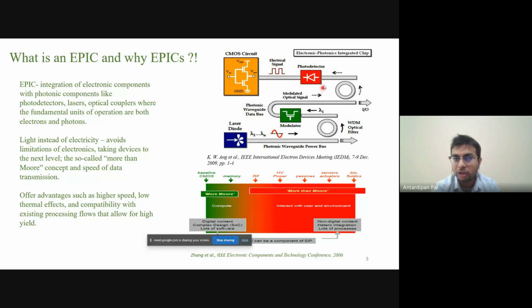Then we have a photodetector. Now what's a photodetector? Most of the computations are done via electronics, right? You cannot directly use light for computing. So what is done in the photodetector is it converts an optical signal into an electrical signal, and this electrical signal is again the input of the CMOS circuit, and that's how an EPIC works. These are the areas called More than Moore.